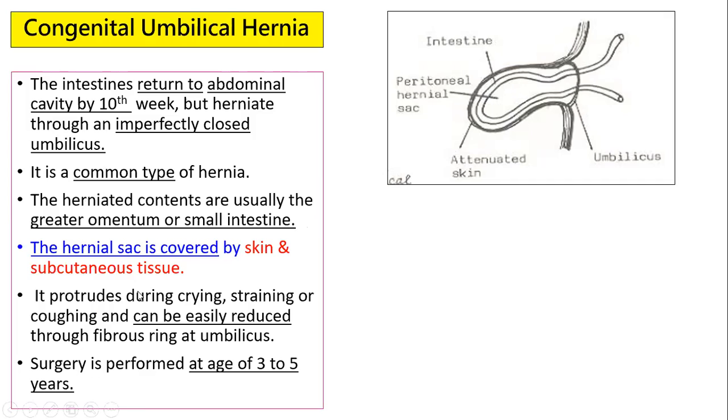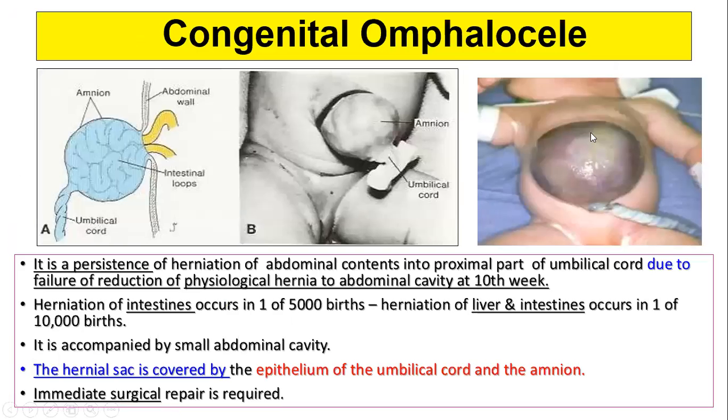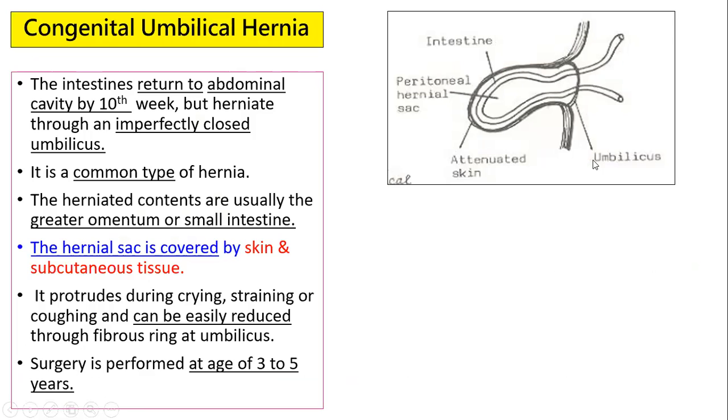The hernial sac is covered by skin and subcutaneous tissue, because outside we still have the skin and the subcutaneous tissue. Here, if you see, there is no skin and subcutaneous tissue. It is only covered by the amnion, because it is at a very early stage. But normally, if there is a congenital hernia of the other type with small intestine coming out, then it is covered by skin and the subcutaneous tissue.